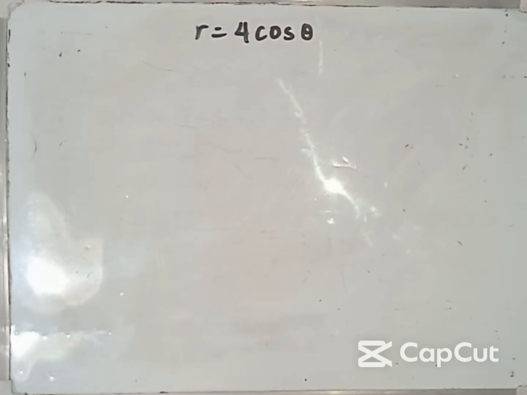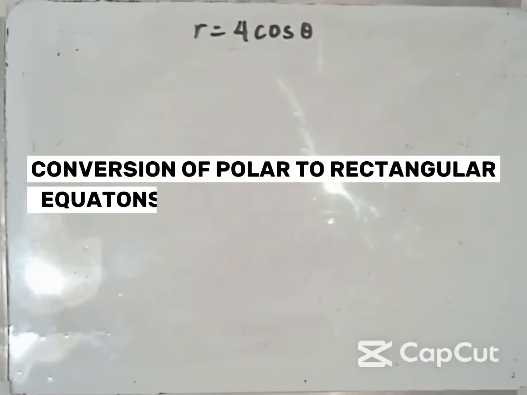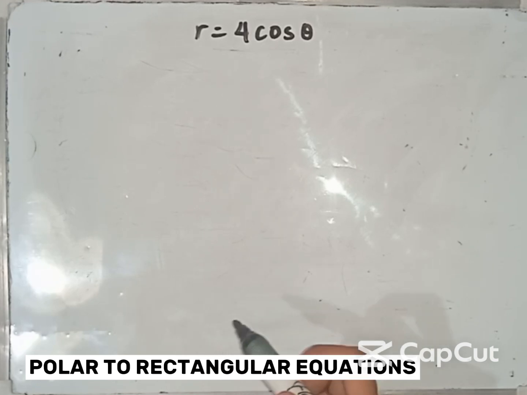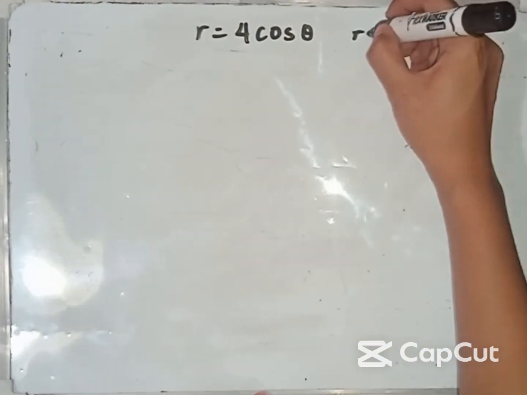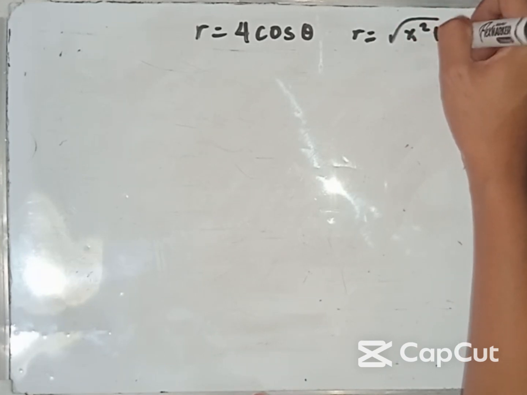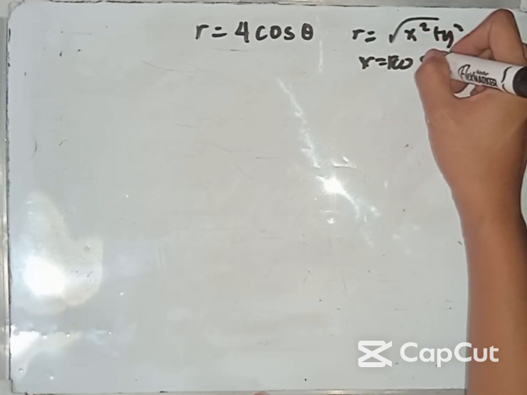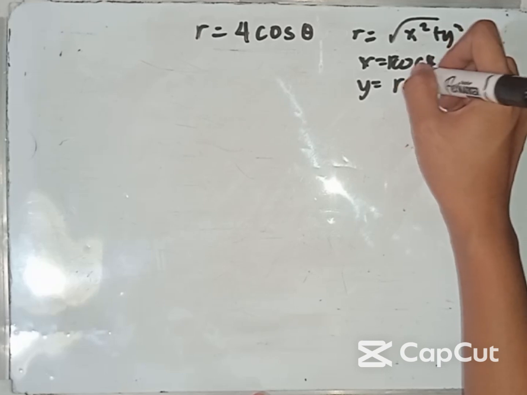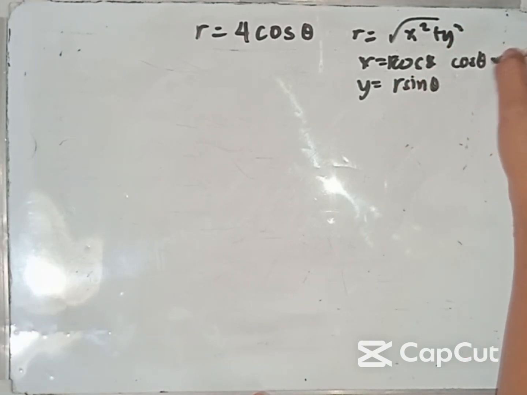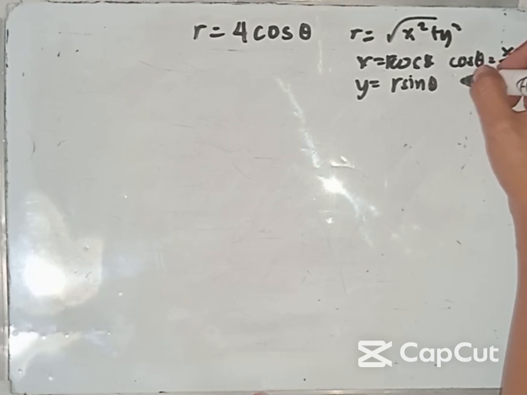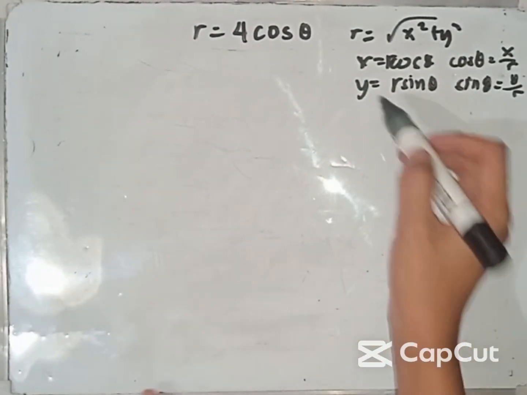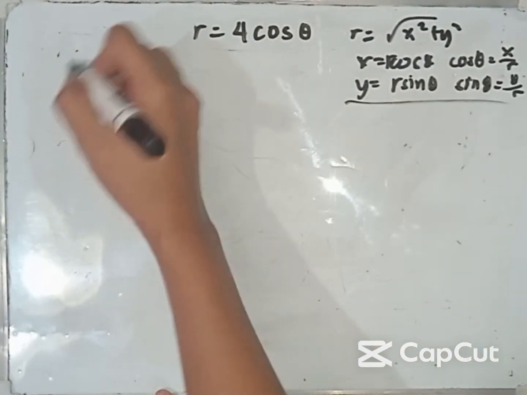Now what about converting from polar equations to rectangular equations? So here we have r is equal to 4 cosine theta. So this is now in polar form, and let's convert this one into rectangular form. So to convert this one, let's recall the information that we have from earlier. r is equal to square root of x squared plus y squared. x is equal to r cosine theta, y is equal to r sine theta, and cosine theta is equal to x over r, and sine theta is equal to y over r.